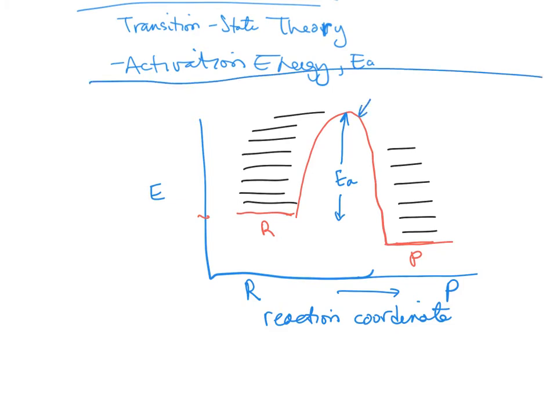And at the top of that hill, the activated complex is formed, also referred to as the transition state. This is where the bonds are starting to break in the reactants and the new ones are starting to form. That is a very high energy situation before the reactant bonds are completely broken and the product bonds are completely formed. So it's up at the top there.